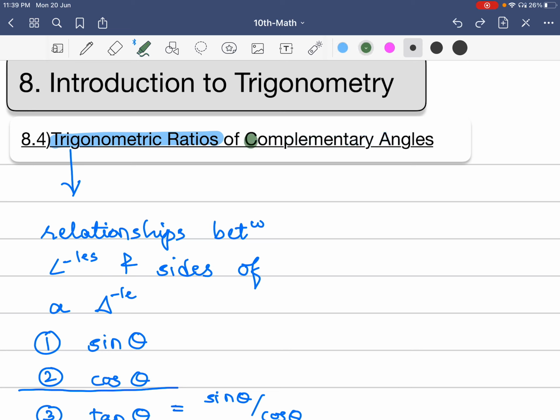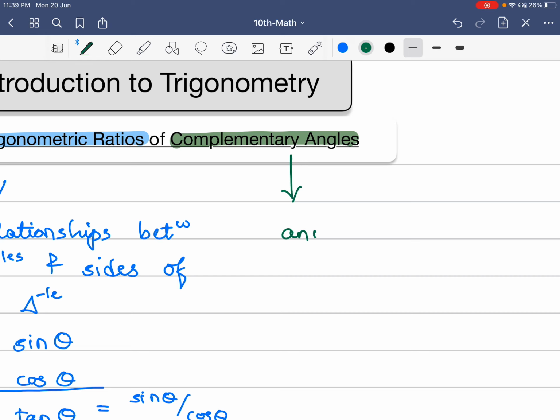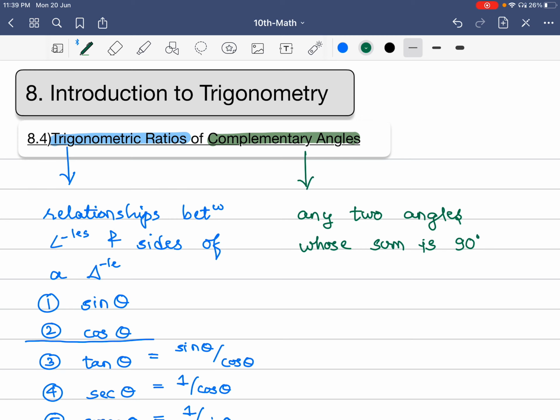As we have seen previously, complementary angles are any two angles whose sum is 90 degrees. Any two angles whose summation is equal to 90 degrees are called complementary angles. So they are complementary to each other. That is their definition. Now let us discuss trigonometric ratios of complementary angles.